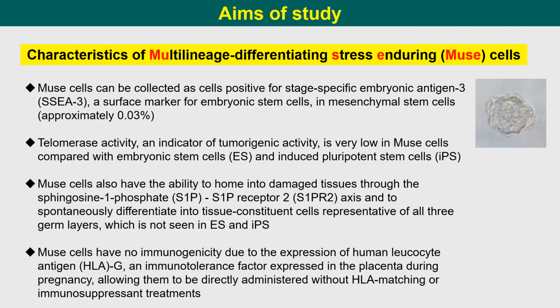S1P-S1PR2 axis and to spontaneously differentiate into tissue constituent cells, representative of all three germ layers, which is not seen in ES and iPS cells. Muse cells have no immunogenicity due to the expression of HLA-G, allowing them to be directly administered without HLA matching or immunosuppressant treatments.